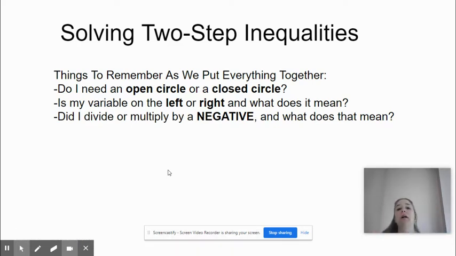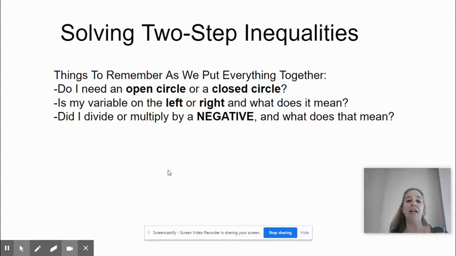So remember, we're putting everything together. Do we need an open circle or closed circle? Variable on the left or right, what does it mean? It means you need to forget that just shade the way the arrow is pointing trick from middle school. Please just throw it away. Take it out of your brain and throw it away.